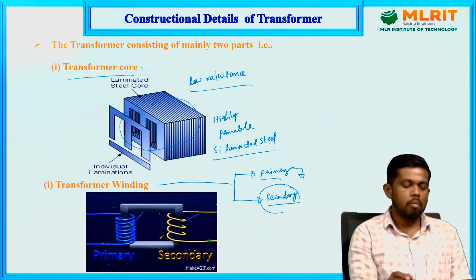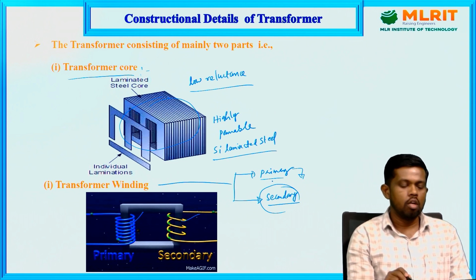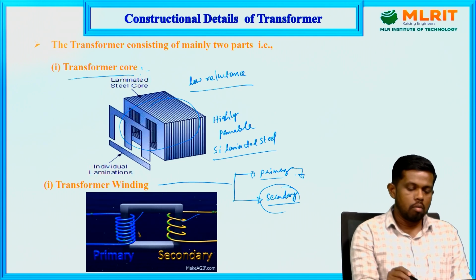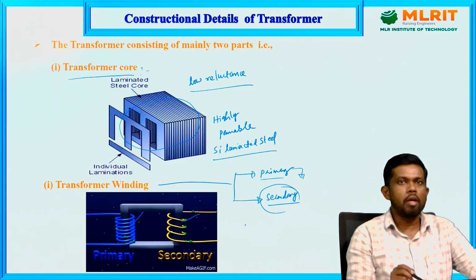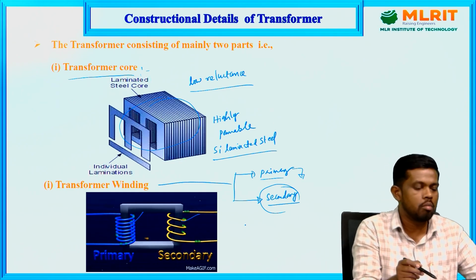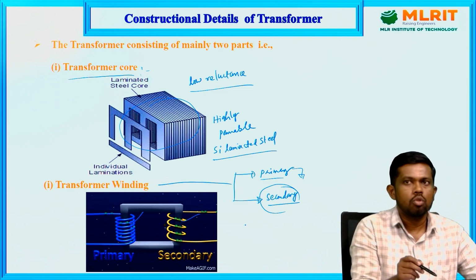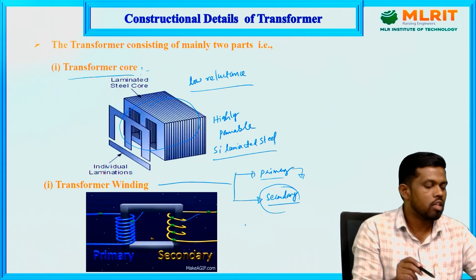The primary winding is a set of copper turns connected to the power supply. Whatever copper winding turns supply the power to the load is called secondary. So this is the basic construction, or cross-sectional construction details, of the single phase transformer. This is enough for the basic engineering course.